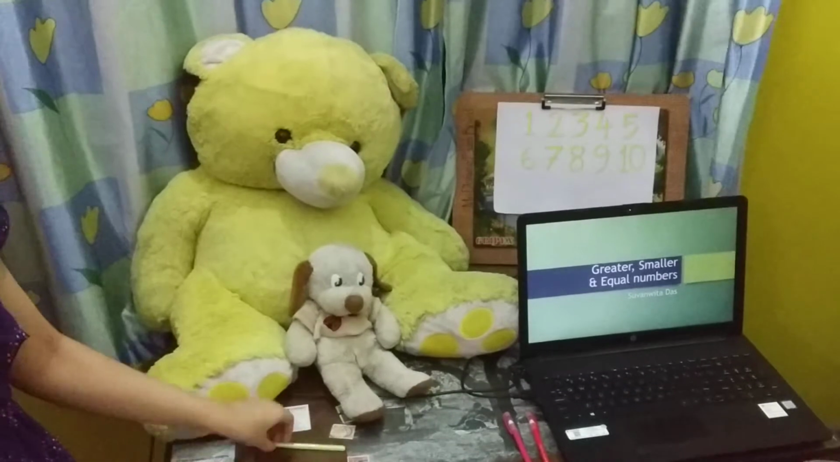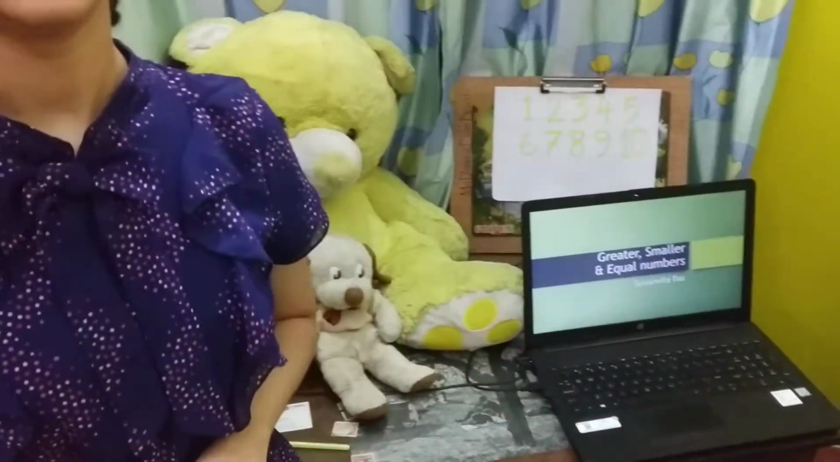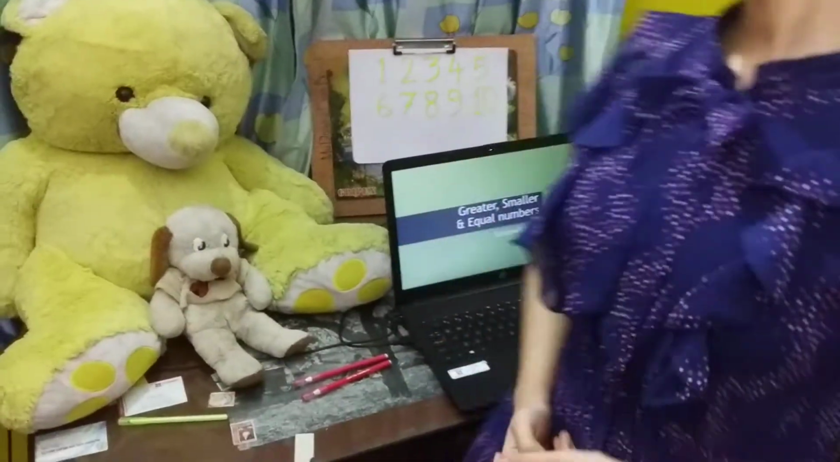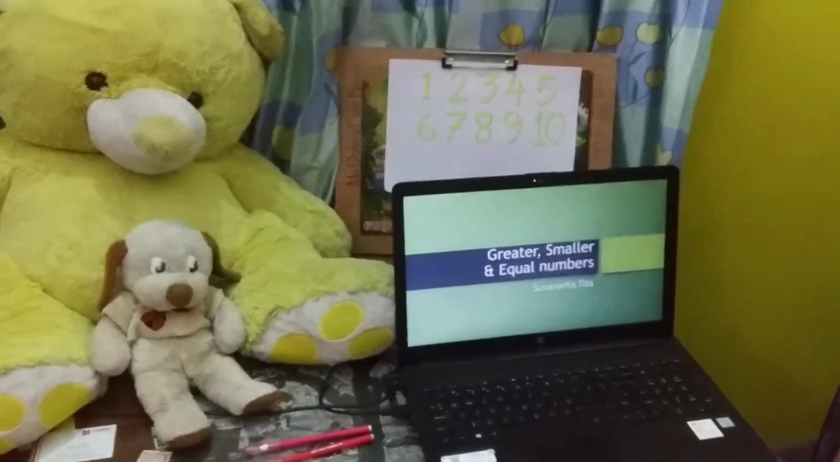So now the next example is this. Here you can see 2 pens, and then you can understand that these are same. So we say that these are equal. So we learn that same things are equal. So let's learn in more details.